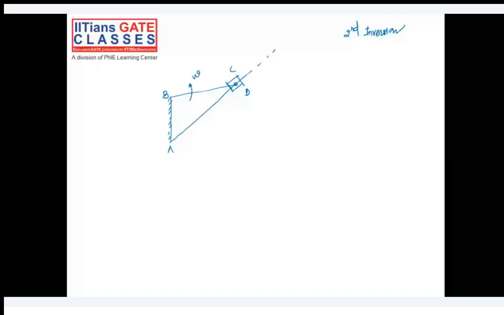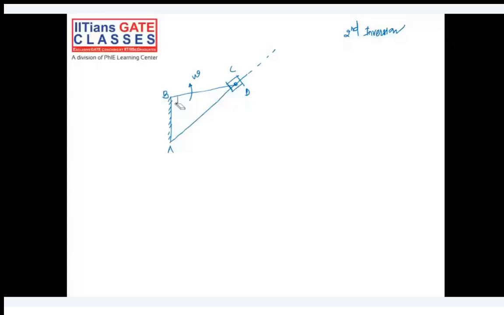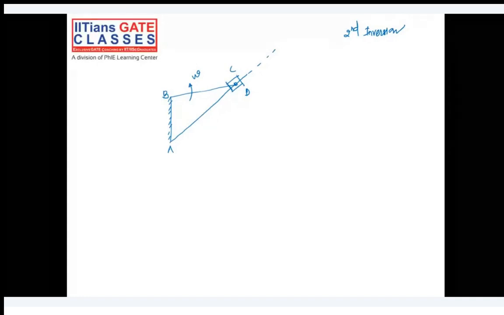BC and AB. No, it's not a right angle triangle. It's any random angle. Basically you will get a triangle in this case. I'm not mentioning here that it's 90 degrees. It's any angle.